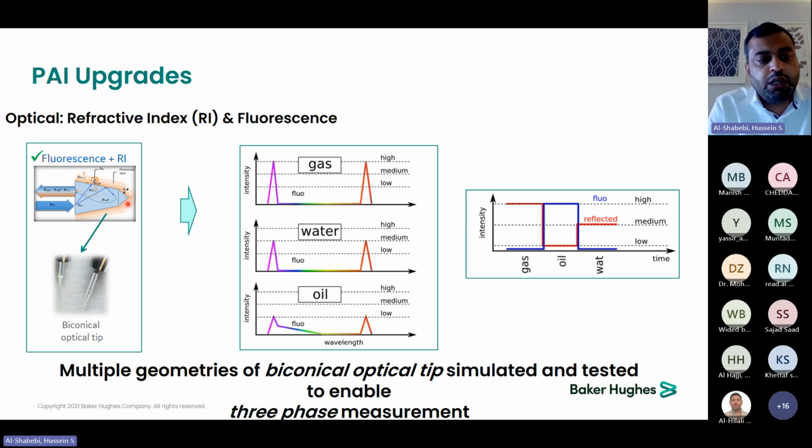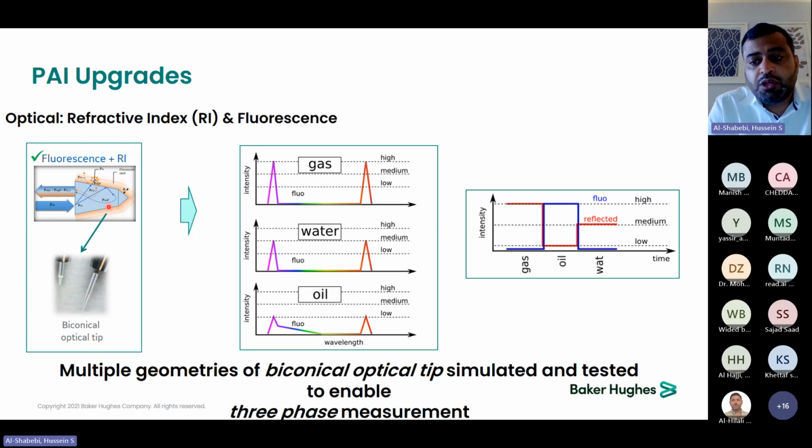So we were using optical simulation software, and also Monte Carlo tracer coding, to evaluate the best combination of the angle and also the wavelength. We were also trying to introduce fluorescence measurements alongside the refractive index, because it will help us differentiate between water and oil. Oil will have fluorescence, while water and gas usually don't show fluorescence when the sensor is in gas or water.